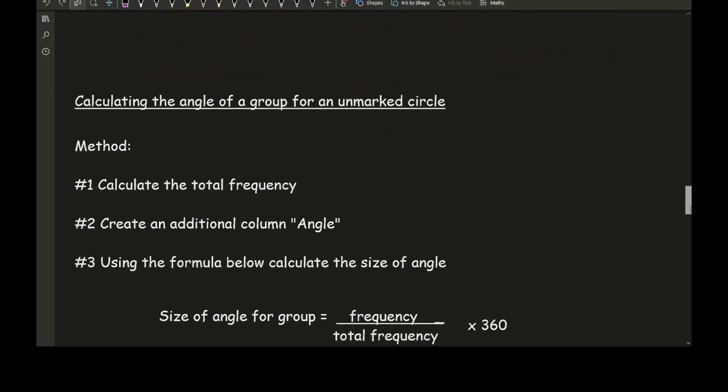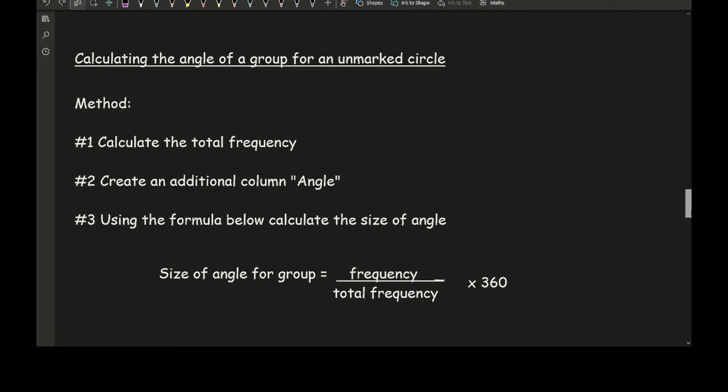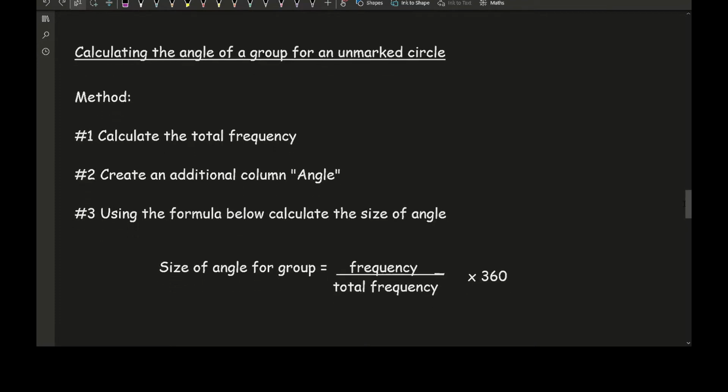Now, as mentioned, these are probably the more basic values of where you're drawing a pie chart where it's already pre-drawn and split up into sections. More often than not, particularly at secondary level, I should say, you're probably having to work out the angle yourself. Now, to do that, it's kind of looking at 3 stages. The first stage may or may not be done for you. So here we've got to work out the total frequency.